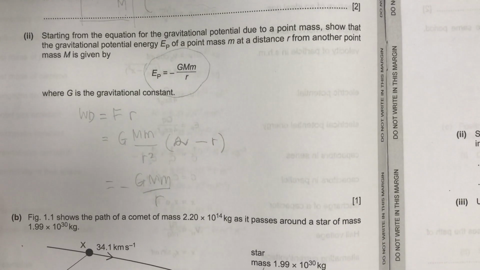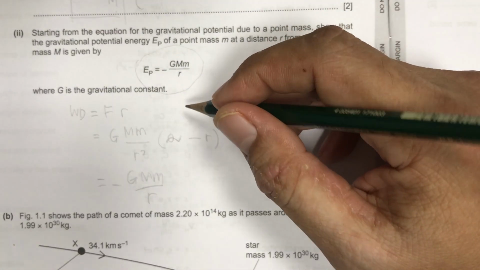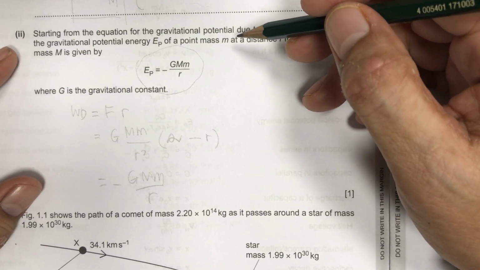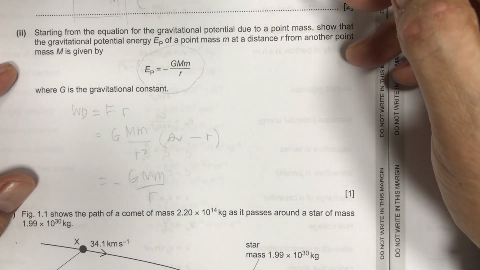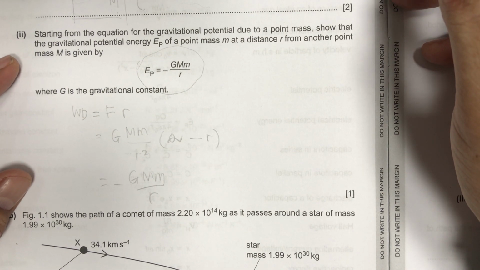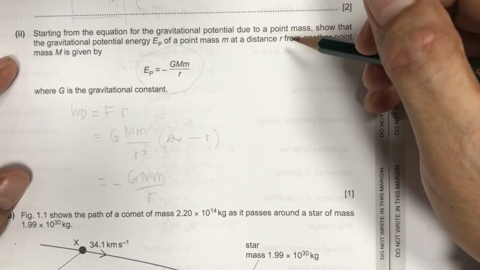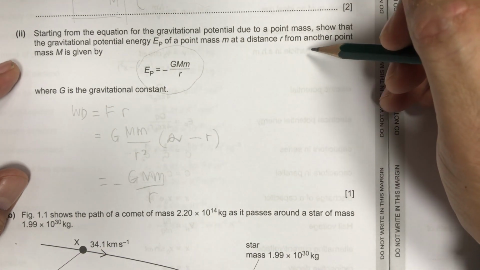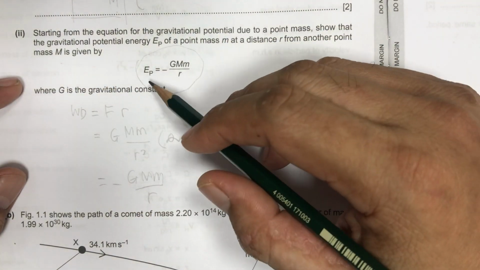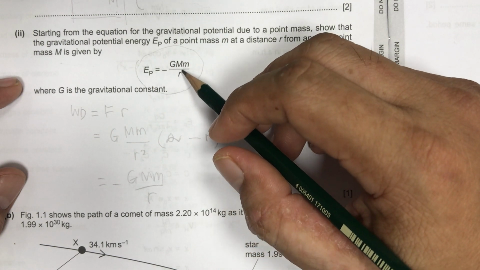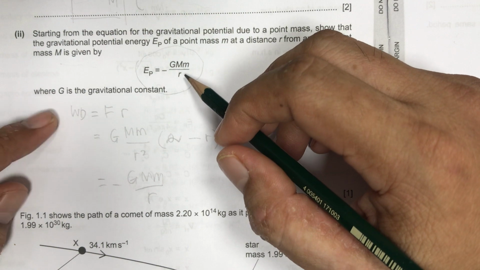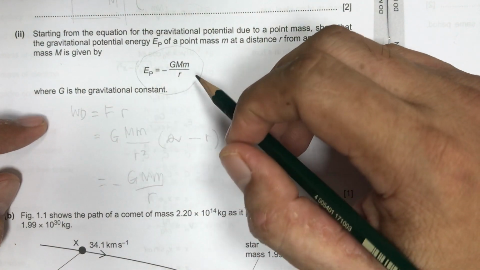Okay, this is my scrap paper, I'll try with my pencil. Then question 2 starts from the equation for the gravitational potential due to a point mass, so that the gravitational potential energy EP of a point mass m at a distance r from another point mass M is given by EP equals negative G M m divided by r, where G is the gravitational constant.